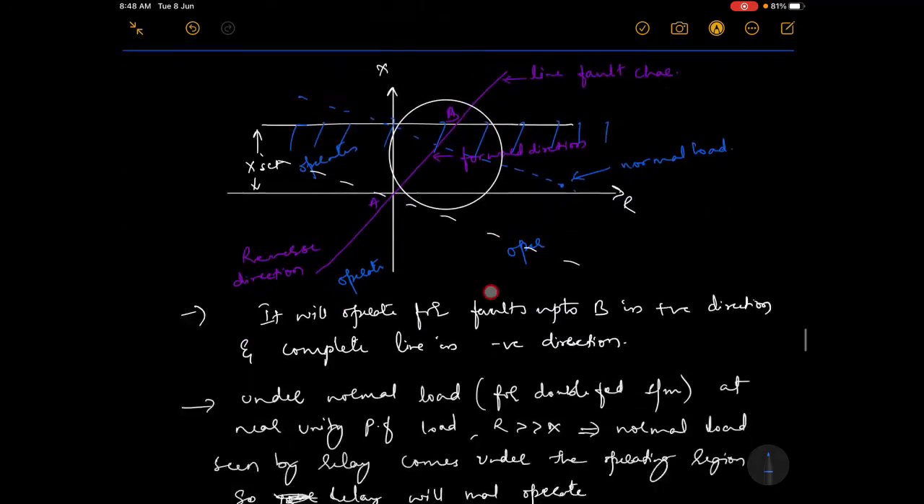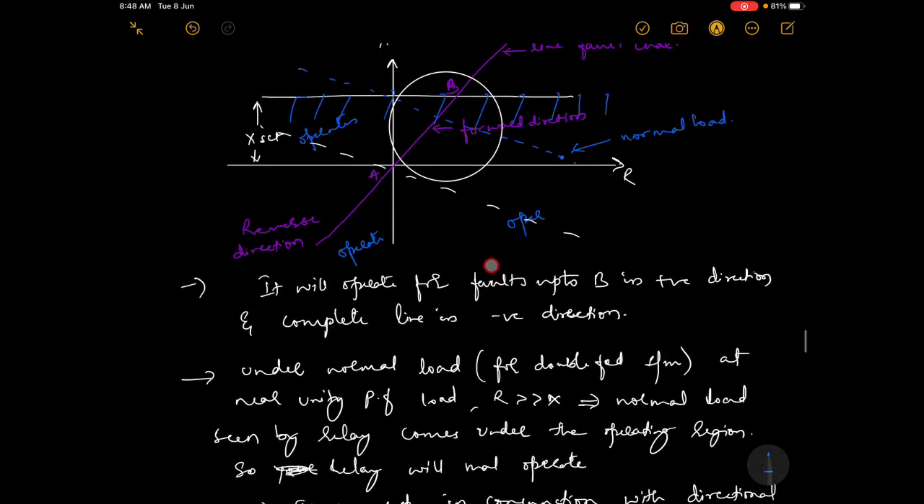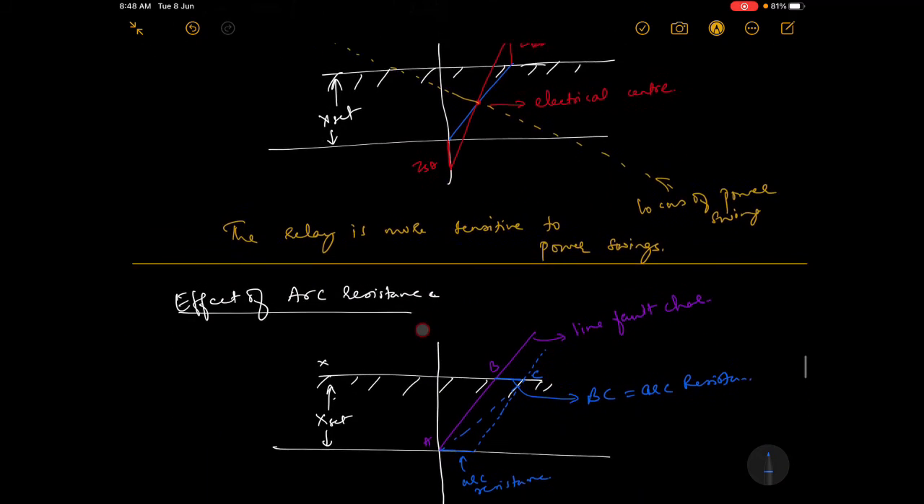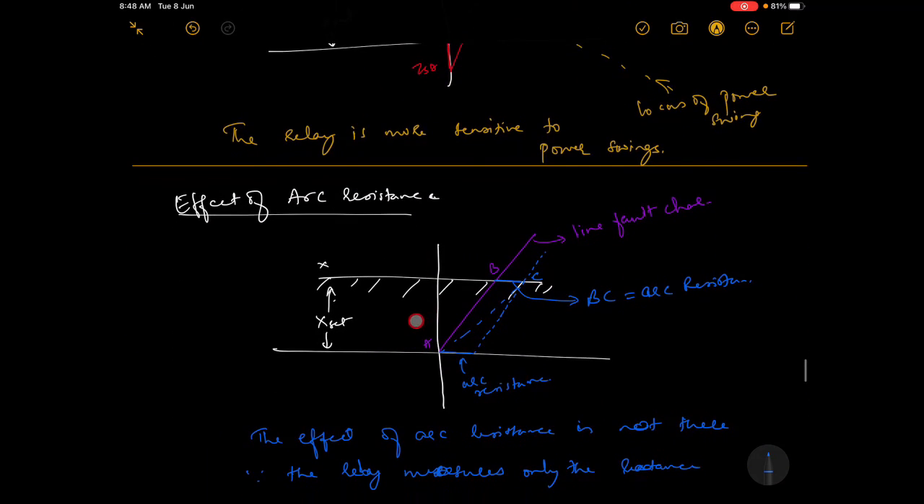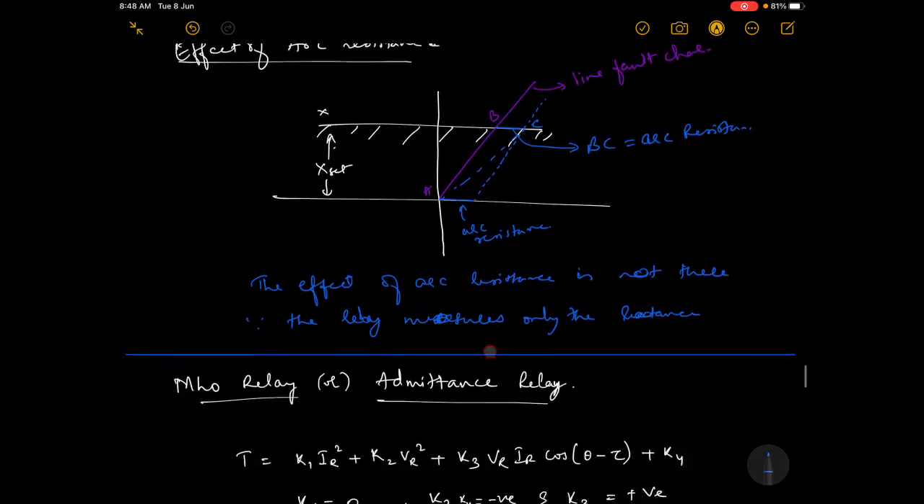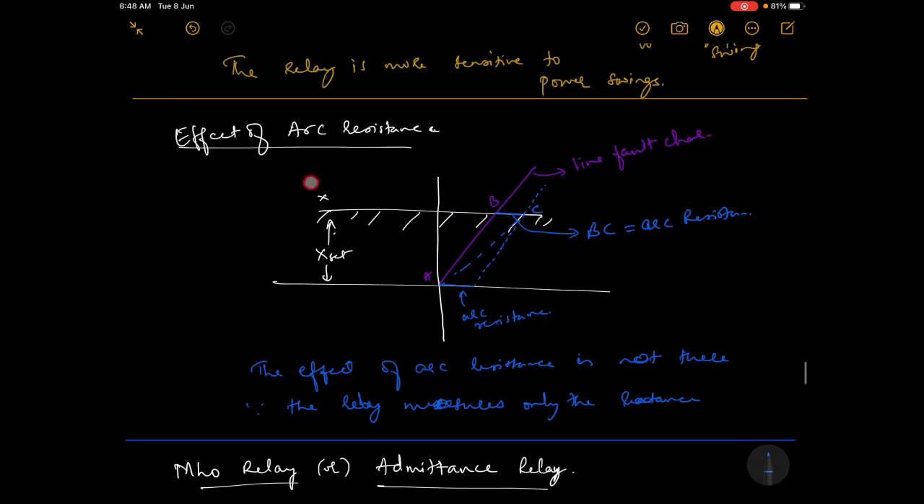So these are the constructions. Then we came across the Moore relay. Here the effect of arc resistance was nullified in the reactance relay.